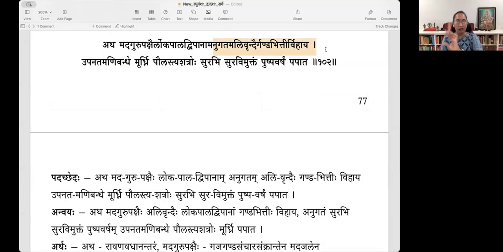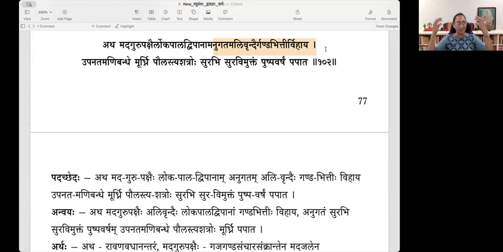So usually the preceding words will come with that to maintain an uddeshya vidheya bhava. Madaguru pakshaihi lokapala dvipanam anugatam alivrindaihi ganda bhittihi vihaya. The idea here is there are these elephants, lokapala dvipaha, the elephants of the lokapalas, Indra and the other lokapalas. Each one of them has a diggaja.